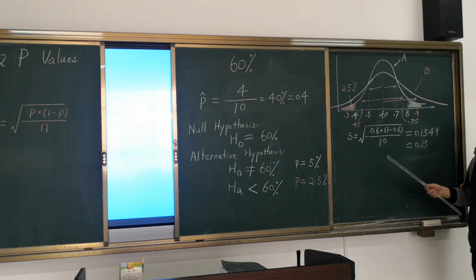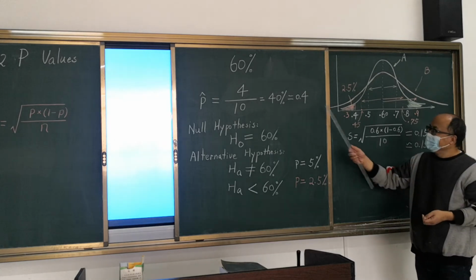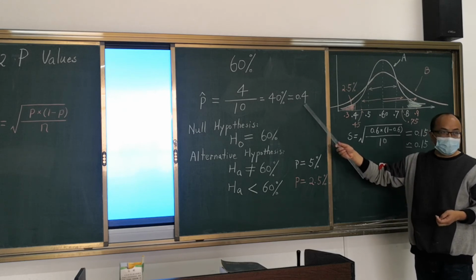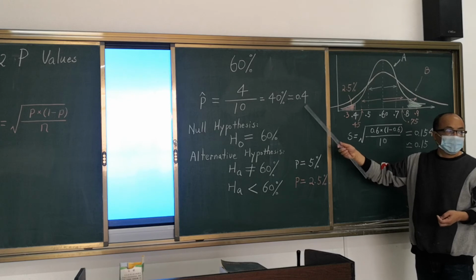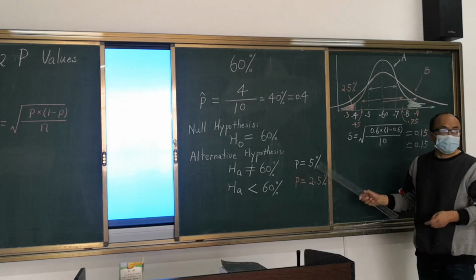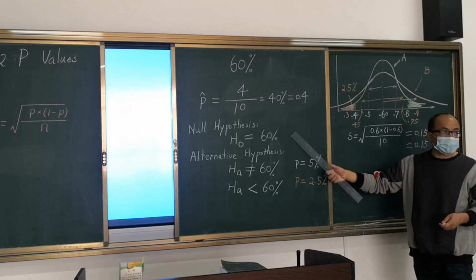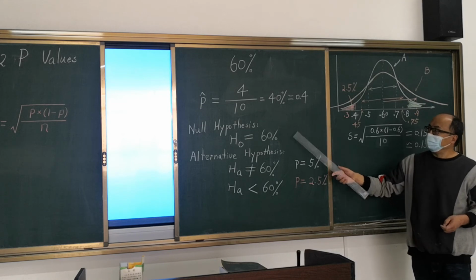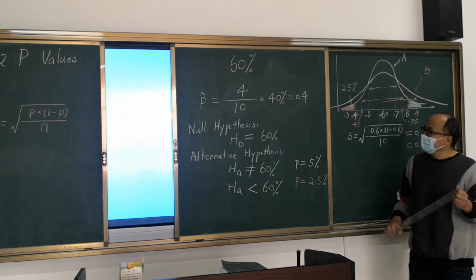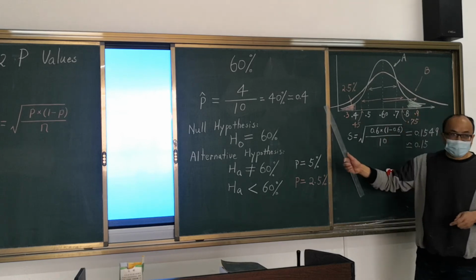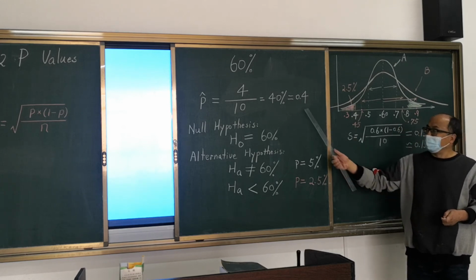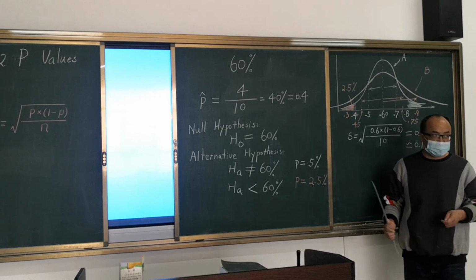Now we need to calculate the probability that this happens. If the probability is large, like more than 5%, then we should trust him, say he's innocent. That's true. He is 60%. Just this morning, due to some randomness, he's not doing as good as 60%.